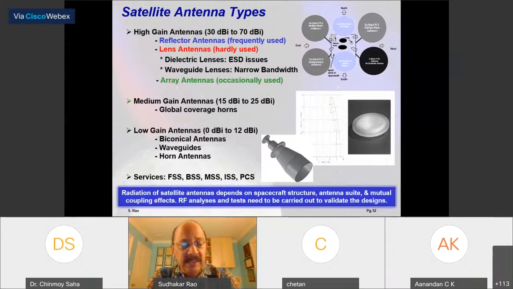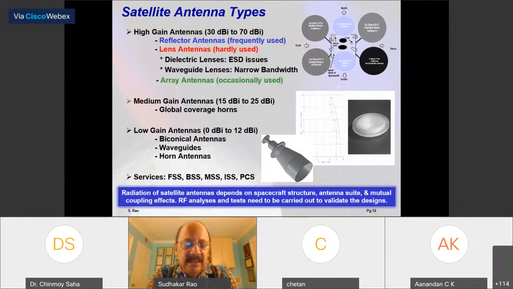Low gain antennas are used for TT&C when it's in the transfer orbit, but you can also use them once it's in orbit to transfer the data to the ground. There are biconical antennas, waveguide antennas, horn antennas. All of them are important depending on the application. Typical gains are between 5 dBi and probably 0 dB sometimes, but most of the range is between 5 dBi and 10 dBi.